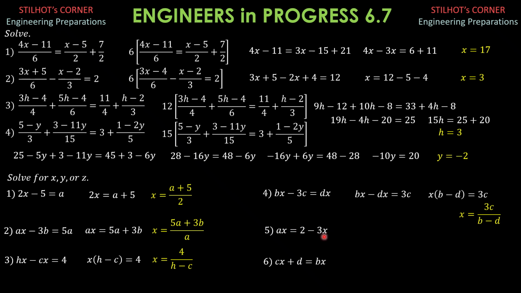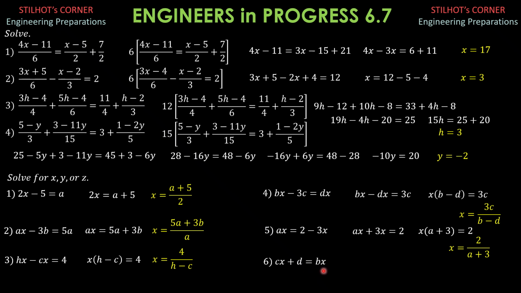Here, transpose negative 3x to the left, so ax plus 3x equals 2. Factor out x, so x times quantity a plus 3 equals 2. Then divide everything by a plus 3, so x is 2 over a plus 3. The restriction again is that a should not be equal to negative 3, because when that happens, the denominator is 0 and x would be undefined.